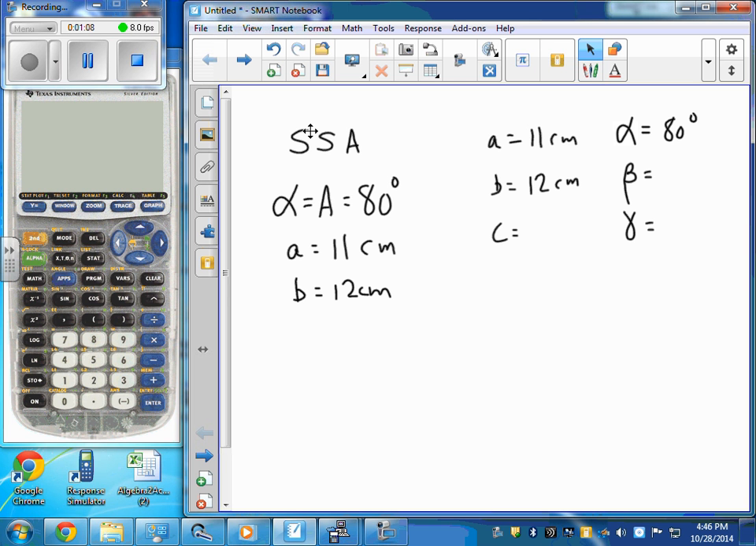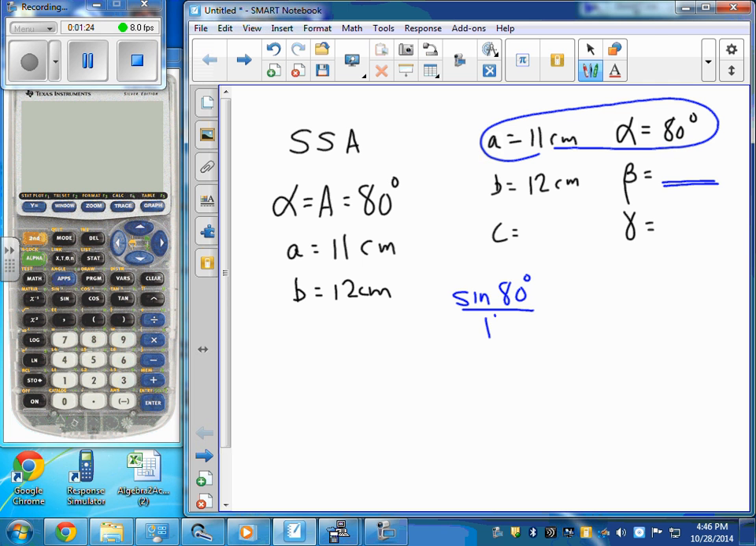Knowing that the law of sines deals with a pair, we would certainly start with that ratio. Since we're looking for beta, I'll set up my law of sines as the sine of 80 degrees, that's alpha, divided by A, equal to the sine of beta, which we're looking for, divided by 12. So again, we're pairing up these two, and these two. Those are the two ratios. We set up the proportion using the law of sines.